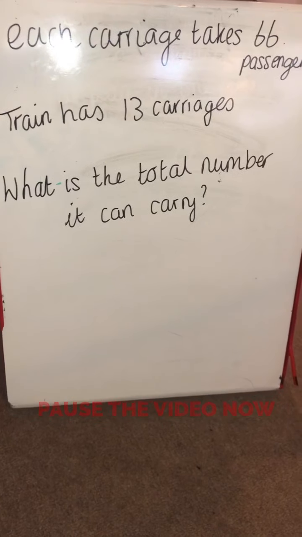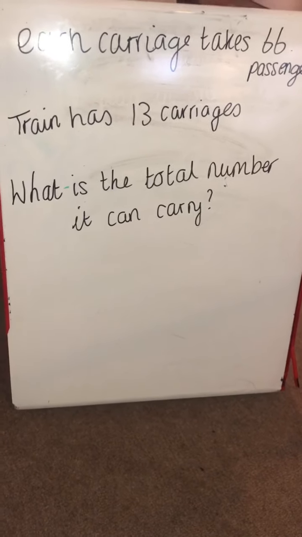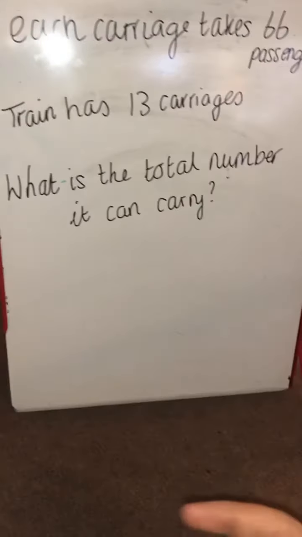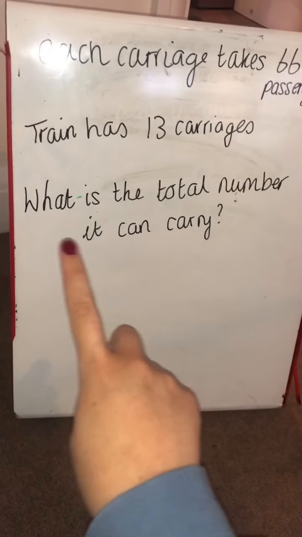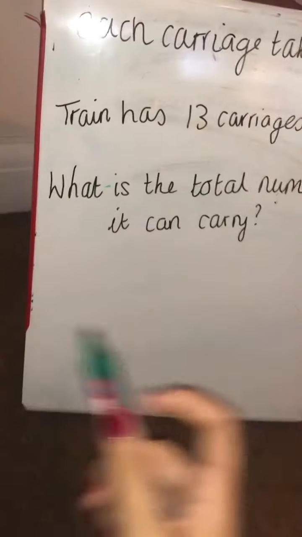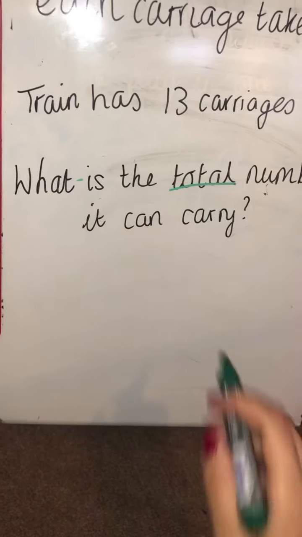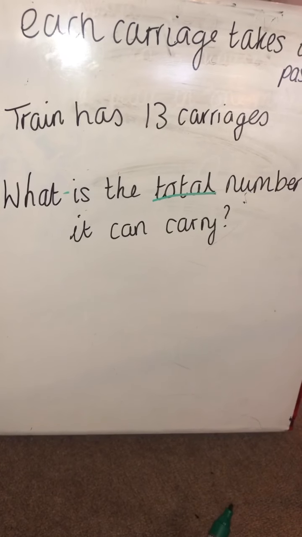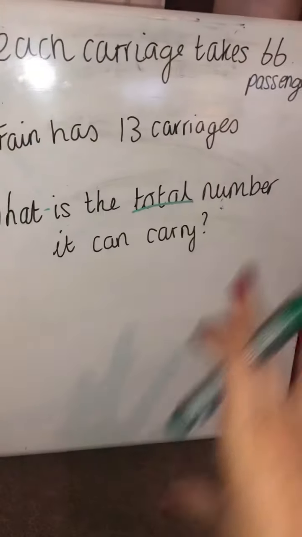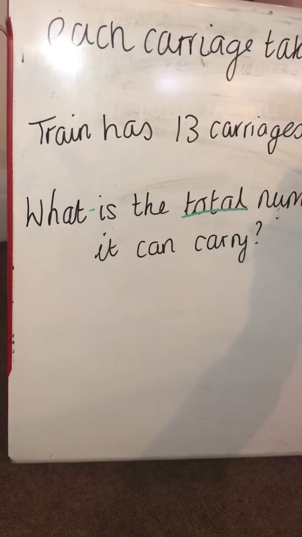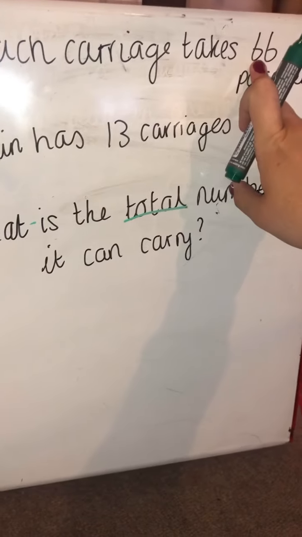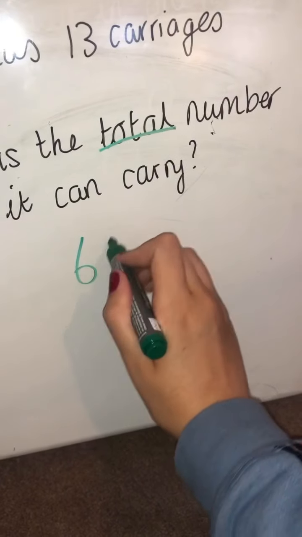Okay, so what I've done here is I have written out the important parts from the question rather than me write out the whole question. So I thought it was important to know that each carriage takes 66 passengers. Each train has 13 carriages. And the question asked me, which I thought was a really important word, what is the total? Now, total to me means it's everything added or multiplied together. So to me, because it's trying to work out how many in total, I'm going to multiply 66 by 13 using long multiplication.